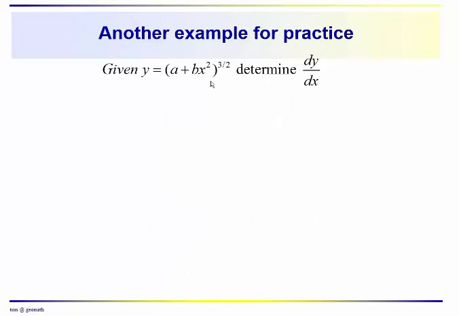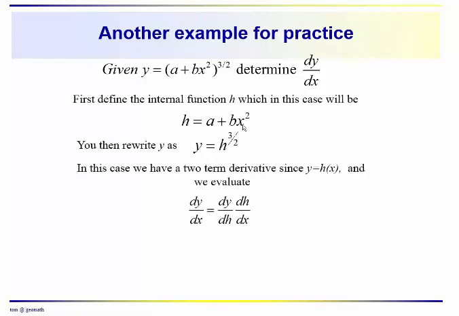So here's another example. We have y is equal to (a plus bx squared) to the 3/2 power. So it's a little bit more complex. We can differentiate from the outside to the inside, or we can let h equal a plus bx squared, so that we'd have h to the 3/2 power. Taking that approach, we let h equal a plus bx squared. We rewrite y as h to the 3/2 power.